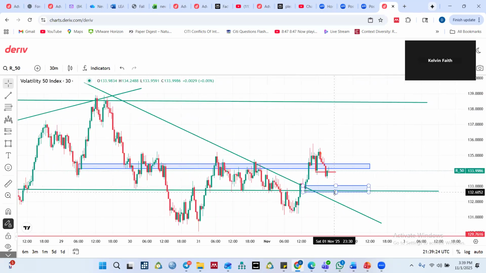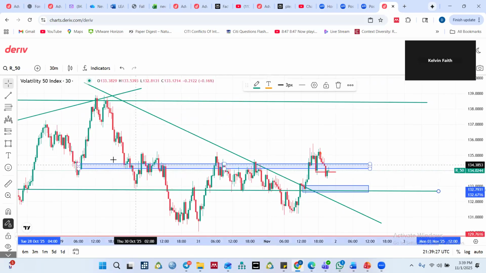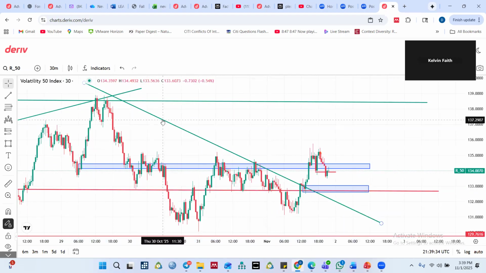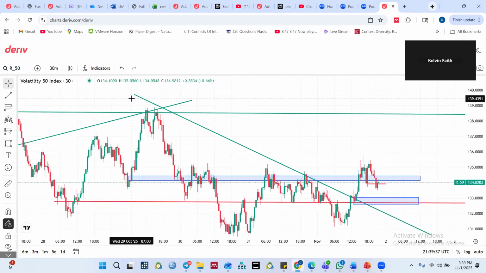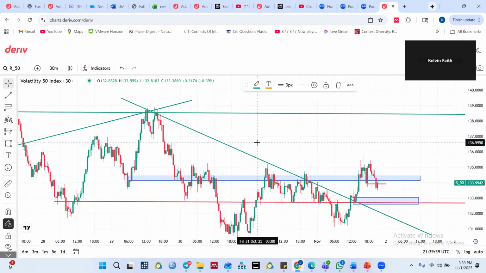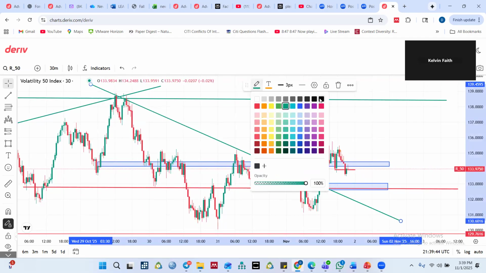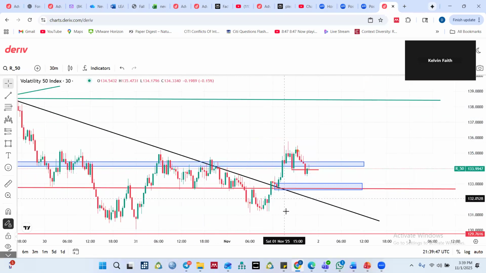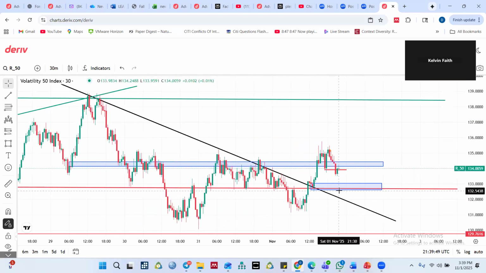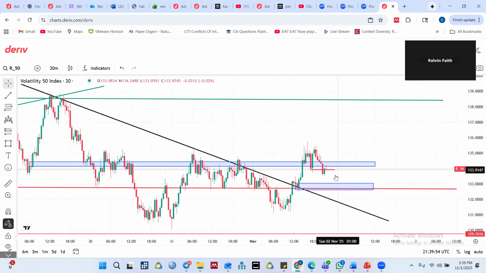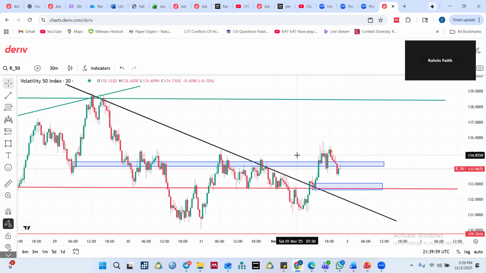We don't need to go below this support. I've made it a red line. We also don't need to go below this neckline. Let me also make it a black line. We don't need to go below the neckline. We don't need to go below the PSR. We need to be above them for buys. Okay, are you guys with me? We need to be above them for buys.